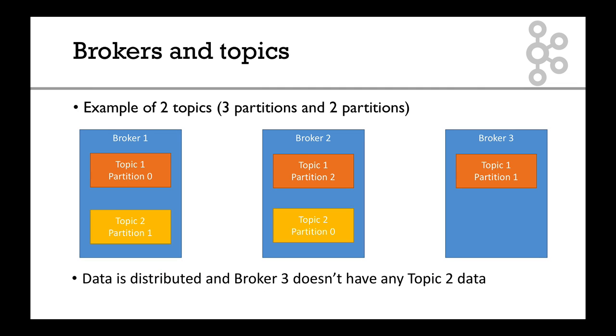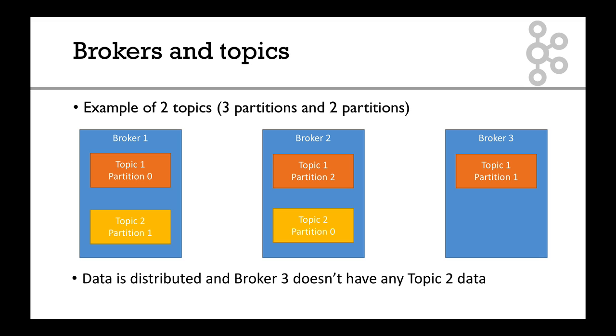So now it's going to be quite visual because I really want you to understand what brokers are and what they contain. So let's take an example where we have 2 topics, 3 brokers. And so for these 2 topics, the first one has 3 partitions and the second one has 2 partitions. So the first topic, topic 1, it's in orange. The partition 0 is on broker 1, the partition 2 is on broker 2, and the partition 1 is on broker 3. And as you can see, the data is spread between 3 different brokers.